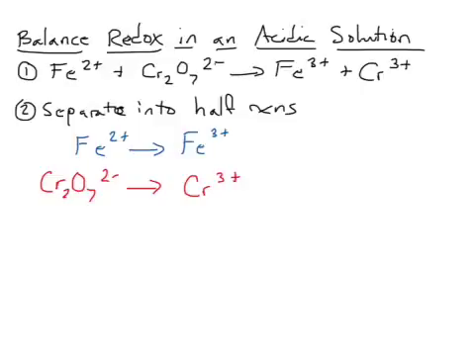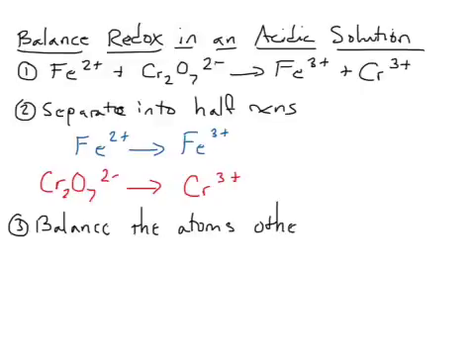Once we've split it up into our oxidation reduction half reactions, here's what we do. Step number 3, balance every atom except O and H. So you ignore oxygens and you ignore hydrogens, but you balance everything else.